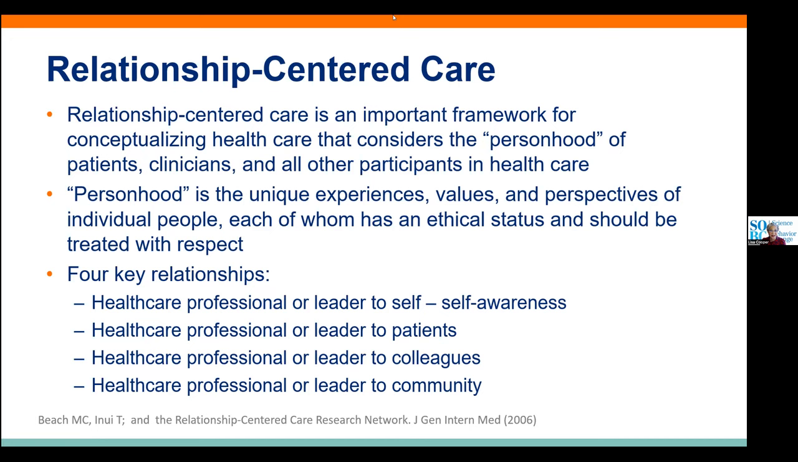So there may be many relationships, but there are some key relationships that we consider when we're trying to improve relationship-centeredness. That's the relationship of the health professional to themselves or their own self-awareness, relationships with patients, relationships with colleagues, and then also relationships with community. Now for today, we're probably going to focus primarily on the relationship with patients, although you can see some of these factors have spillover effects.